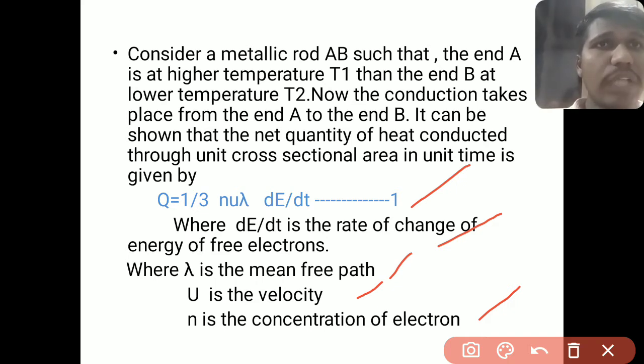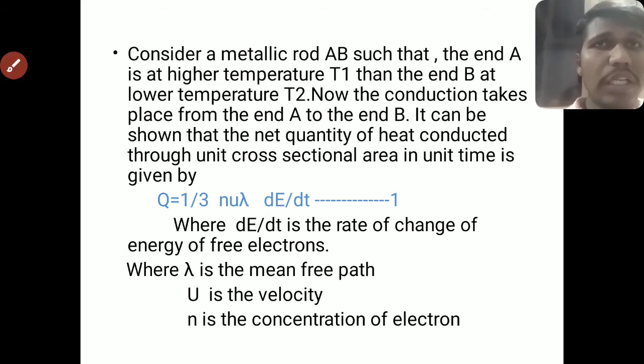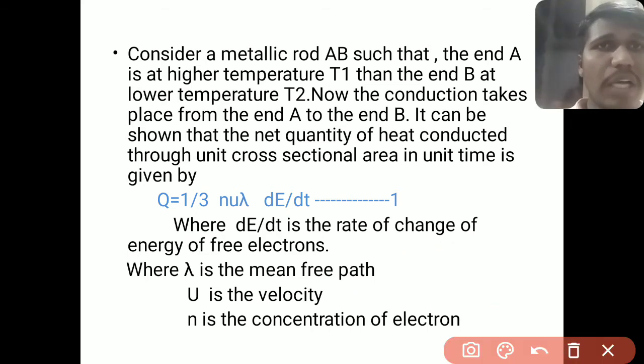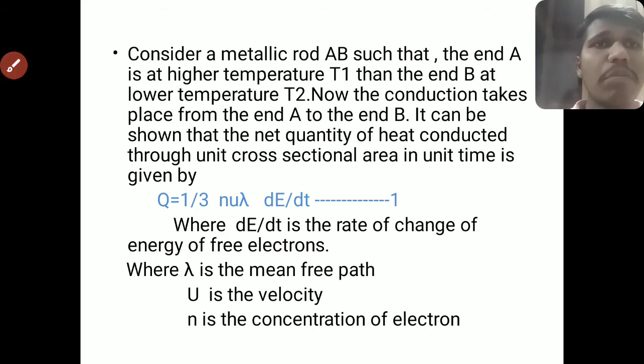It can be shown that the net quantity of heat conducted through unit cross-sectional area in unit time is given by Q is equal to n u lambda dE divided by dt. Here dE divided by dt is the rate of change of energy of free electrons, lambda is the mean free path, u is the velocity, and n is the concentration of electrons. This is equation number 1.